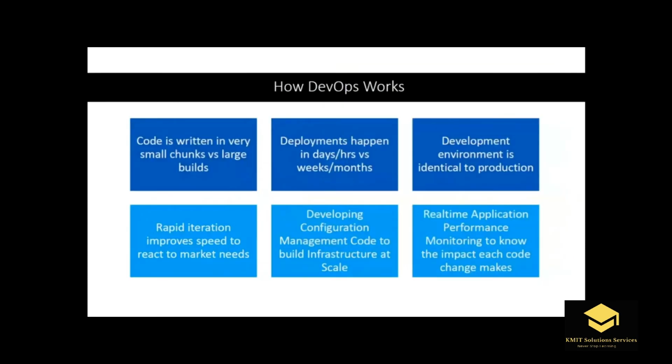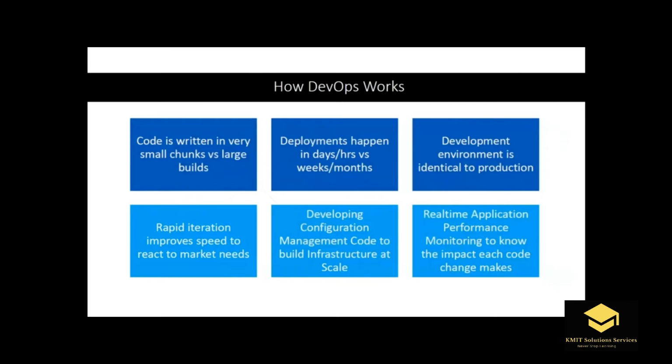How does DevOps basically work? DevOps starts from the development. When we get the requirement, we start writing the code. Code is written in very small chunks instead of large builds. Then the code is tested and we deploy it into production.